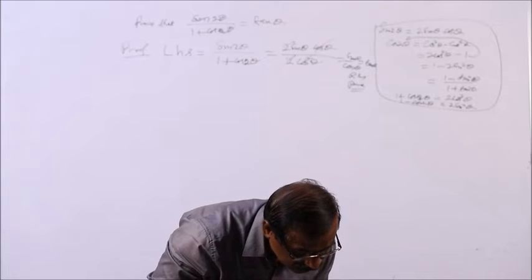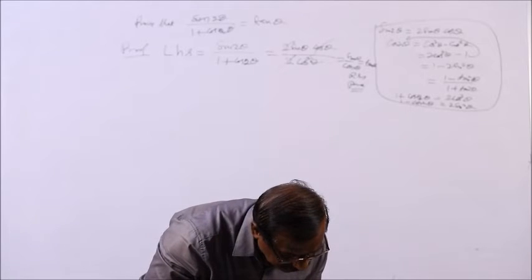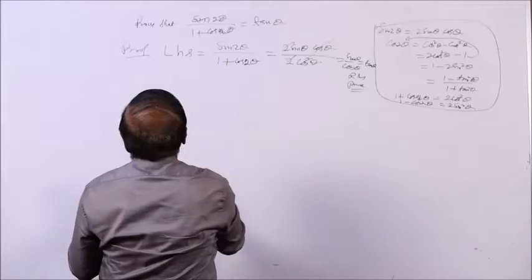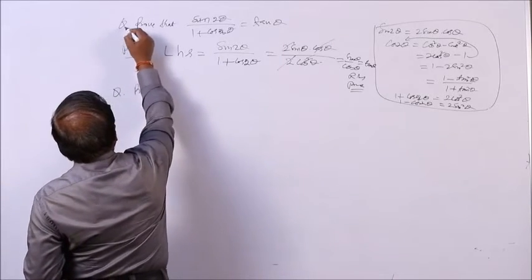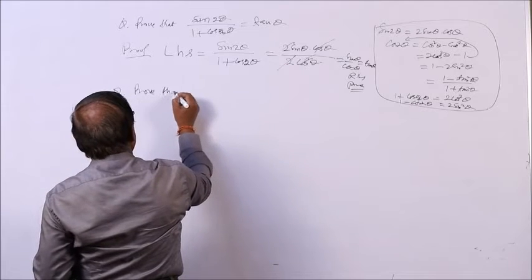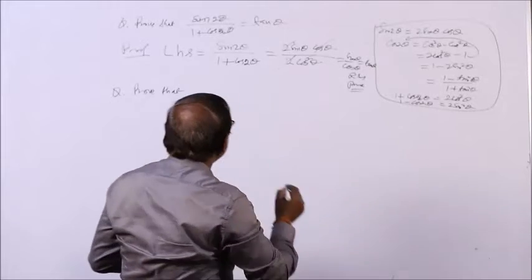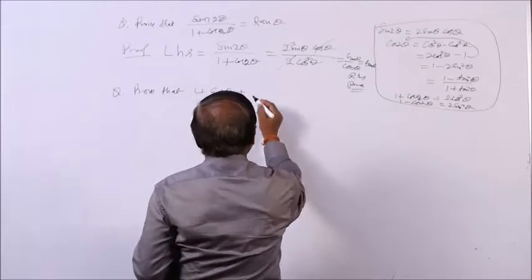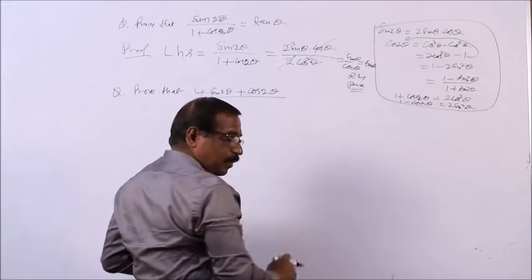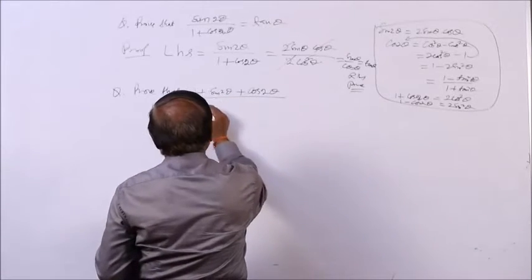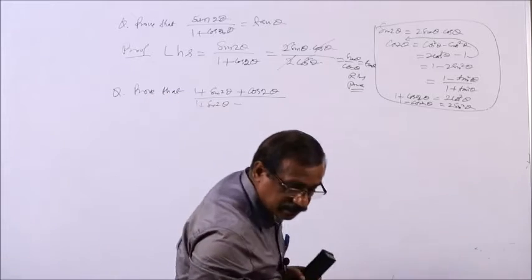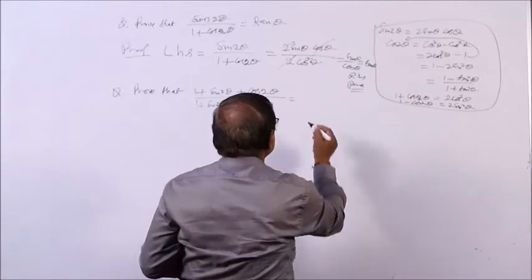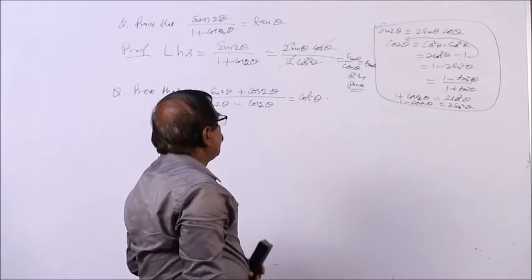Okay. Let us take another question. Prove that 1 plus sin 2 theta plus cos 2 theta by 1 plus sin 2 theta minus cos 2 theta is equal to cot theta, right. You have to prove this.